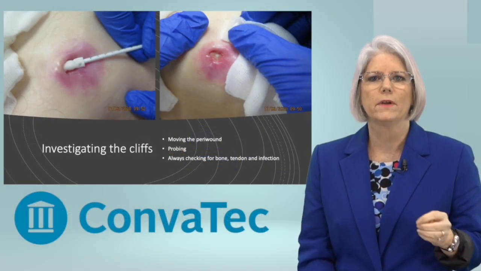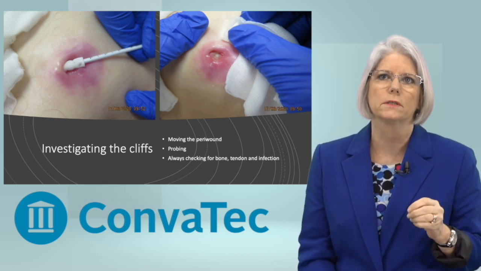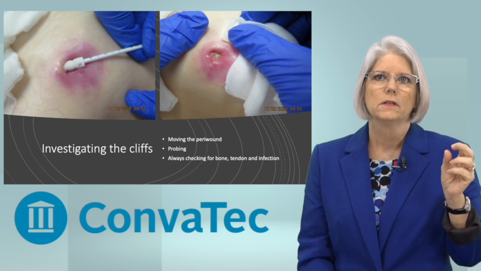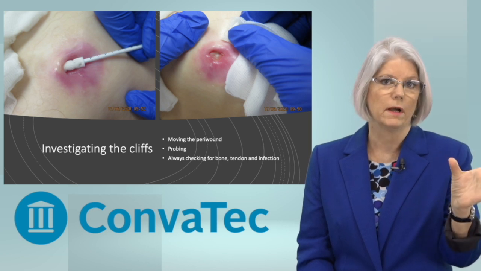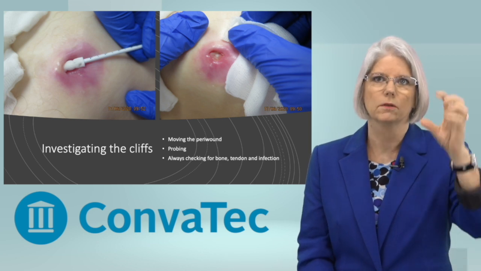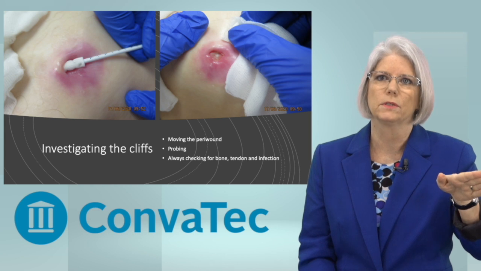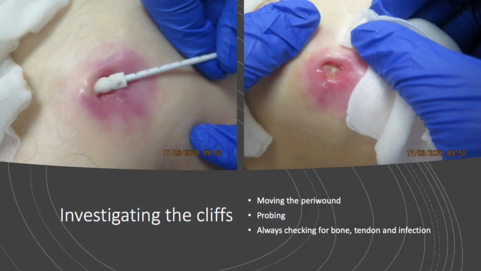So how do you investigate the cliffs? I've given you two examples here, visual pictorials. So this is a sterile sponge tip measuring device that I can check for undermining and tunneling. So the undermining is the separation at the wound edge, and the tunneling is the deeper tissue. And you can see where the shiny bit is on the left-hand photo. That's the end. So I'm pushing it up to illustrate where the wound base ends or the cliff ends.